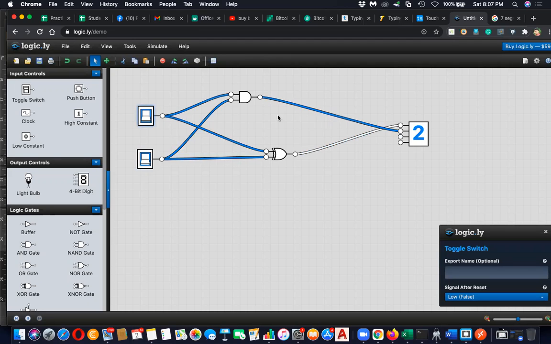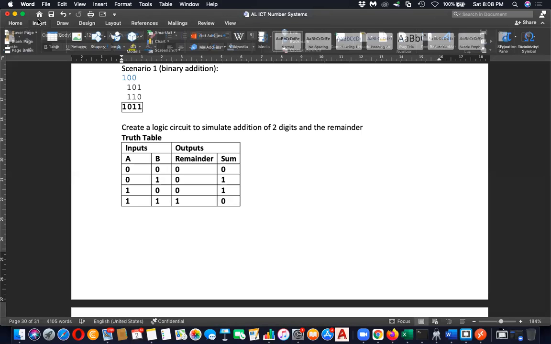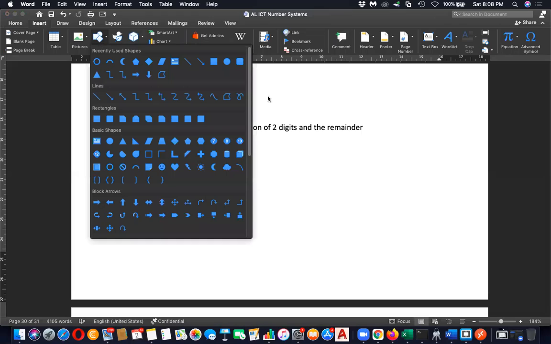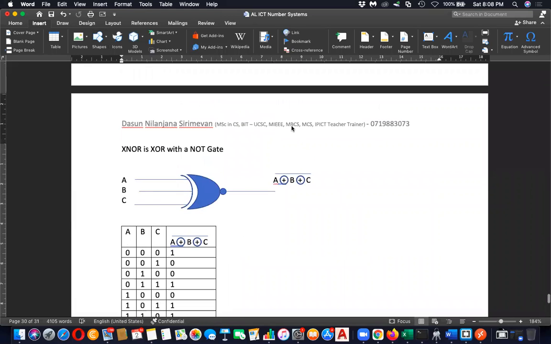Hari, this circuit is called a half adder. This circuit is called a half adder. So please draw this. Please draw this. Okay, let me draw this. You can also draw with me.